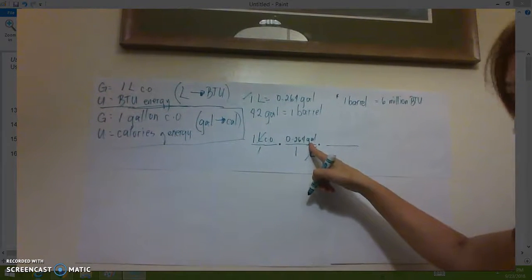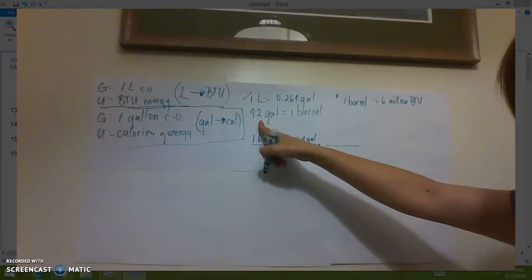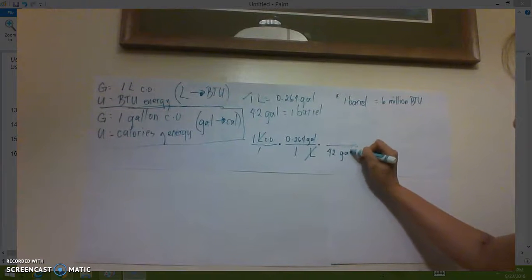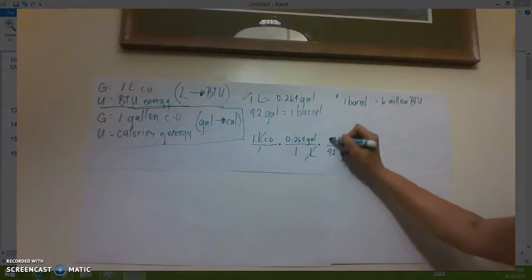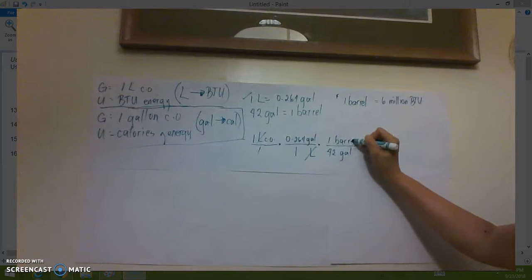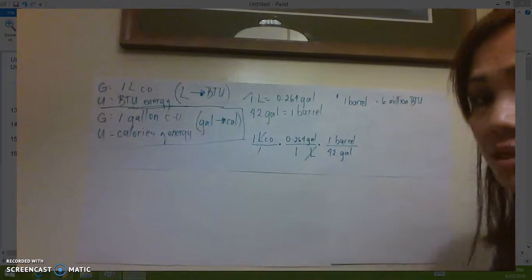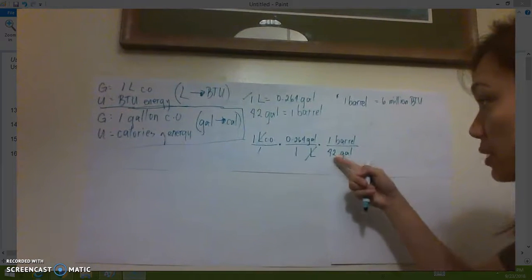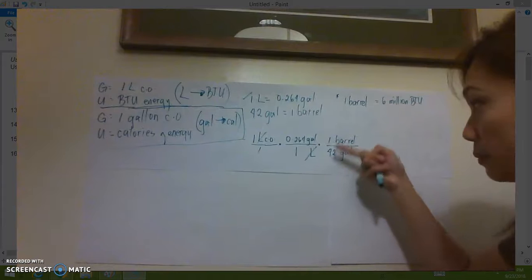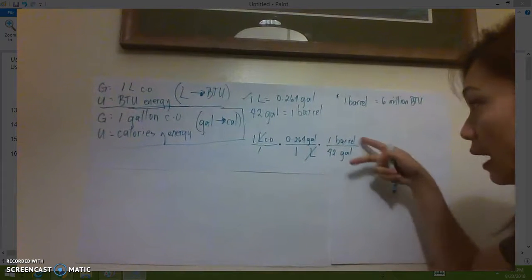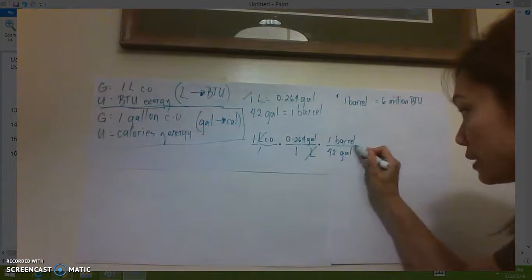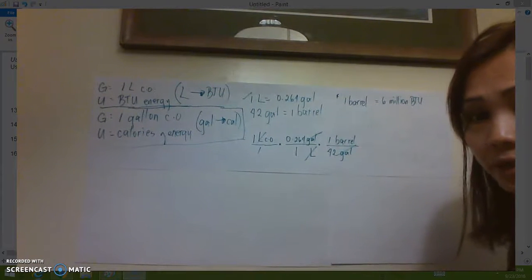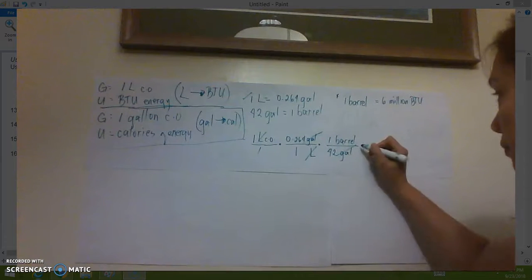How can I cancel gallon? That could be my possible unit, or factor I mean. So 42 gallons is equal to 1 barrel. Remember, you can always interchange the position of the factors because they're equal to each other. So you can place 42 gallons on top and 1 barrel at the bottom. But I decided to put it this way so that I can cancel the gallon unit, 1 in the numerator and 1 in the denominator.